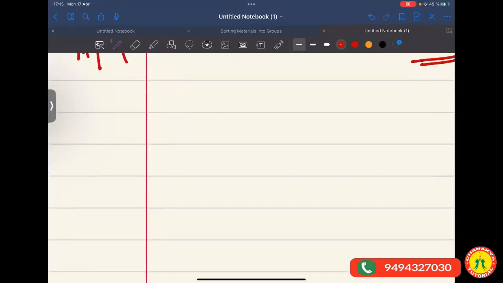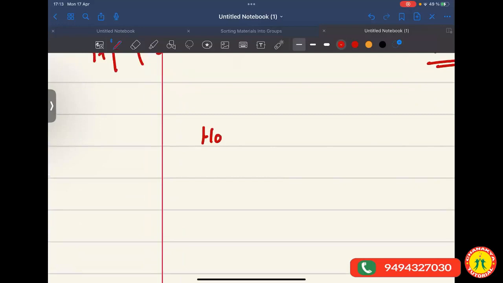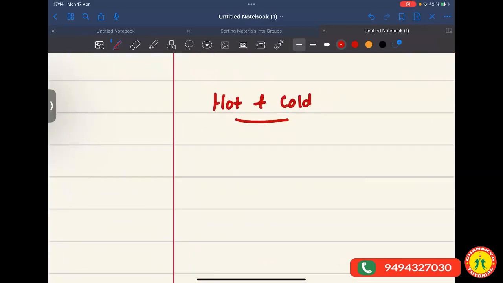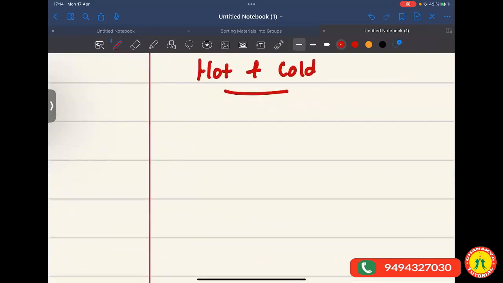So first we're going to see how you define or find out whether something is hot or cold. You know that in your day-to-day life you come across so many objects. Some of these objects are hot and some are cold. So first we'll identify whatever is hot or cold.